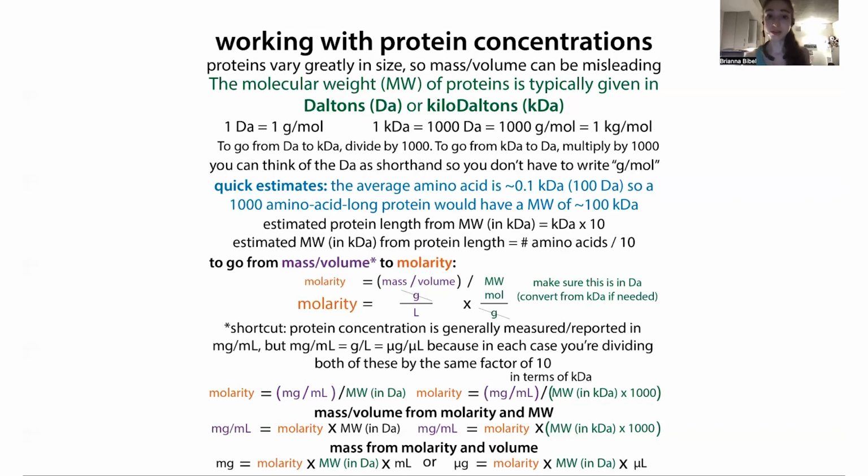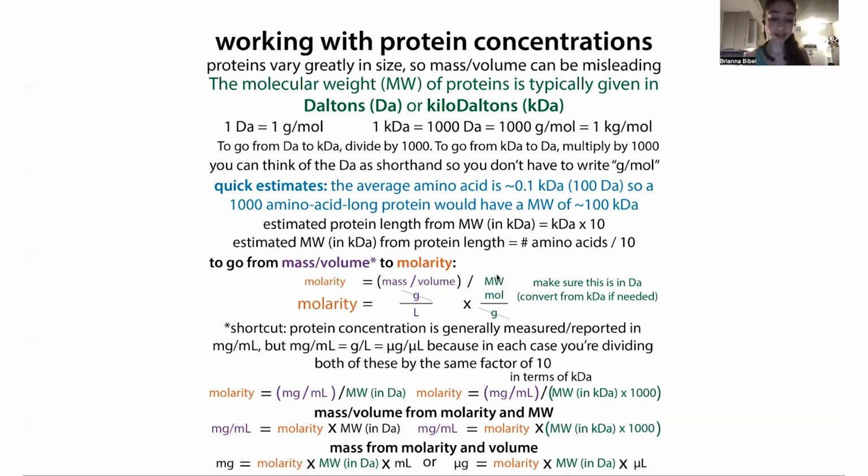So to go from Daltons to kilodaltons, you're going to divide by 1,000, move your decimal point to the left 3 places. And to go from kilodaltons to Daltons, you're going to multiply by 1,000 because now you're thinking in terms of pizza slices. And so you have to multiply by how many pizza slices you have per pizza box. Things get kind of confusing though when you're thinking about these various conversions where you're actually dividing by the molecular weight or multiplying by 1 over the molecular weight, which is the same as dividing by the molecular weight. But it can help you see how the units cancel out.